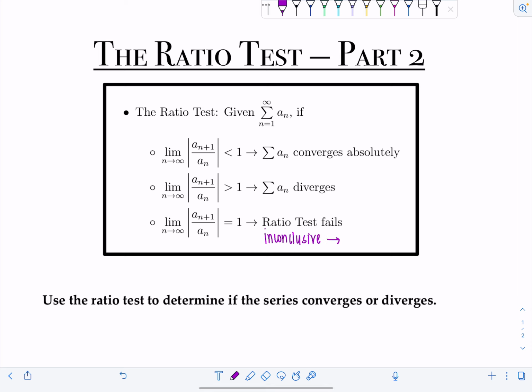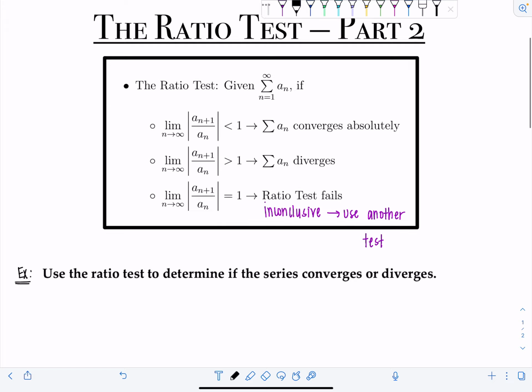So pick another test, all right? It doesn't give you any information. The series could converge or diverge. It's just the ratio test, sadly, is useless for that particular series. Okay, so let's look at some examples. Use the ratio test to determine if the series converges or diverges. These are the examples we're going to be working on, so strictly ratio test.